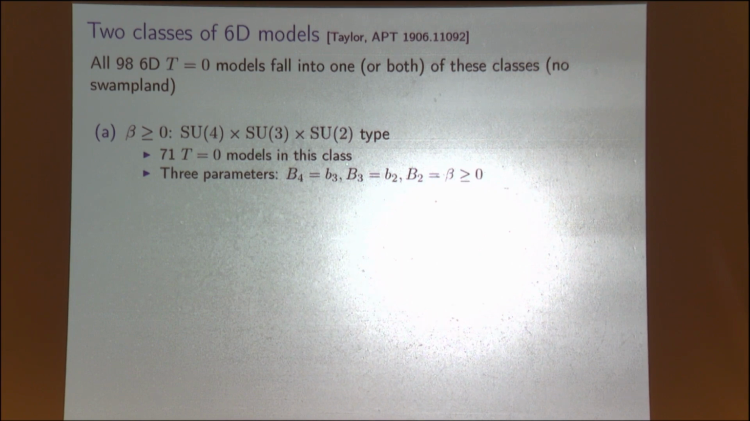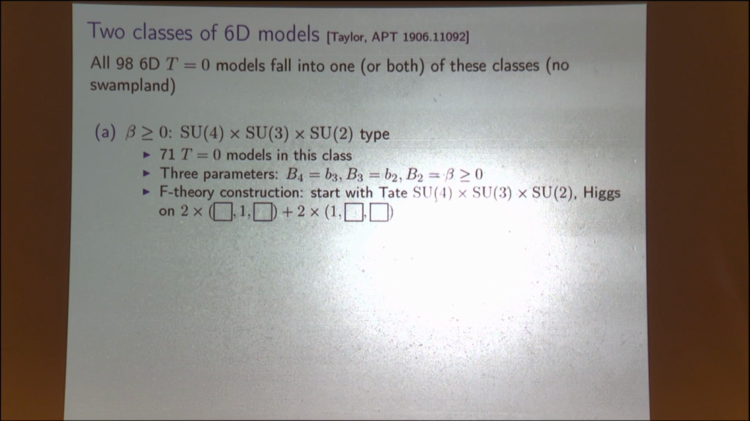And these B4, B3, and B2 capital are exactly the anomaly coefficients of the 4, 3, and 2 factors in the unhiggsed model. And so now we can tune these directly in F-theory because we know how to tune products of SU(N) factors with generic matter. So we just do a Tate tuning of SU4 times SU3 times SU2. And then we can Higgs that on 2 pairs of bifundamental matter to break down to the SU3, SU2, U1 mod Z6. And it'll give us exactly all of the models in this class.